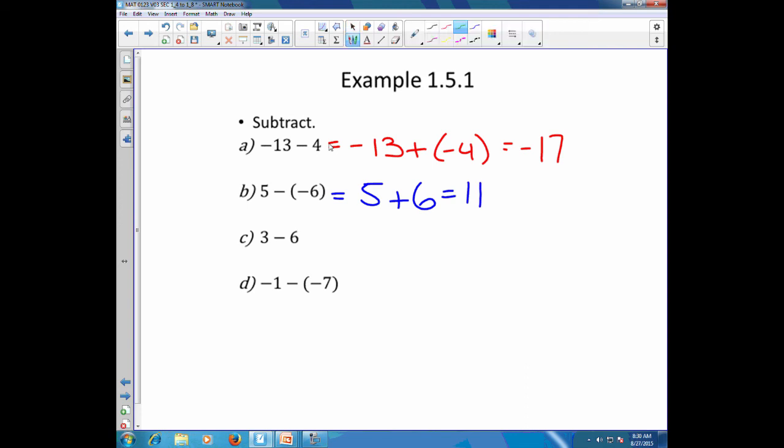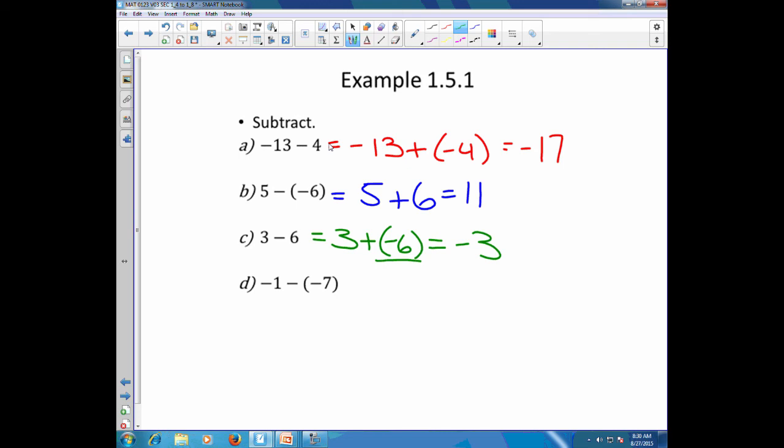Next, we have 3 minus 6. Because it's only one minus, we can rewrite this as 3 plus negative 6. They have opposite signs, so we subtract the numbers. 6 minus 3 is 3, and we keep the sign of the one with the biggest absolute value, or in this case, negative 6.